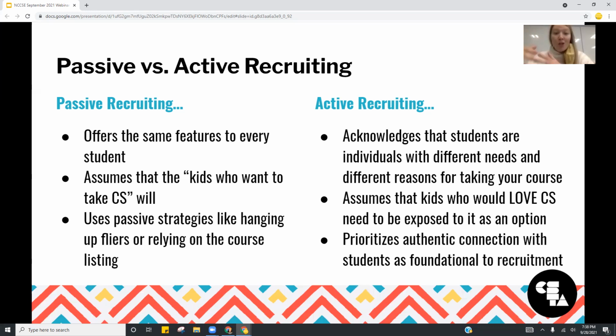So the big tagline with all of this is people join people. Okay, so your students are joining computer science because they've connected with you, or they've connected with a counselor, or they've connected with another student that's taking computer science who has made them believe that this is a course that they might like and that they could be successful in. So our goal with all of these recruiting strategies is how can we prioritize connection so that students see your classes as places where they can belong and places where they can succeed.